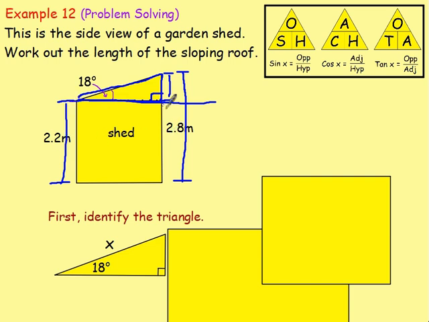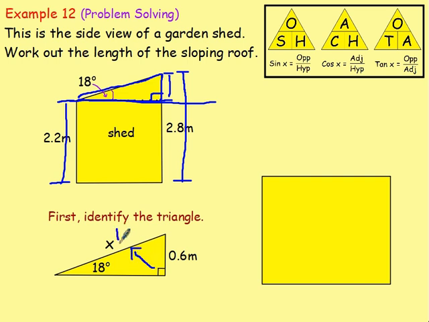So we think, what do we add on to 2.2 to make 2.8? Well, you can just subtract. 2.8 take away 2.2 gives us 0.6. So we get 0.6 meters. Once we've done that, we've got a right angle triangle and we just want to work out the length of this sloping side. So, label your sides.